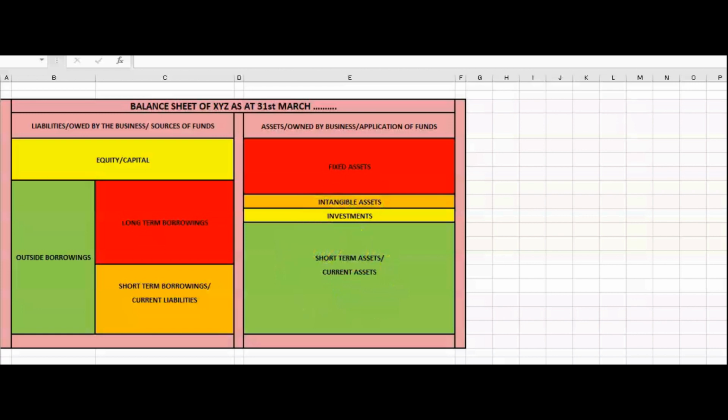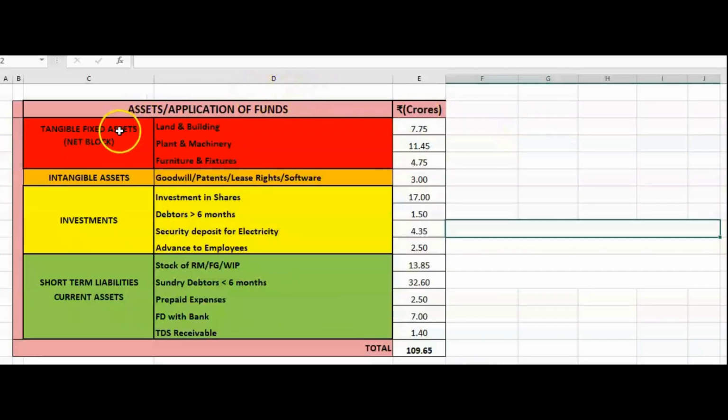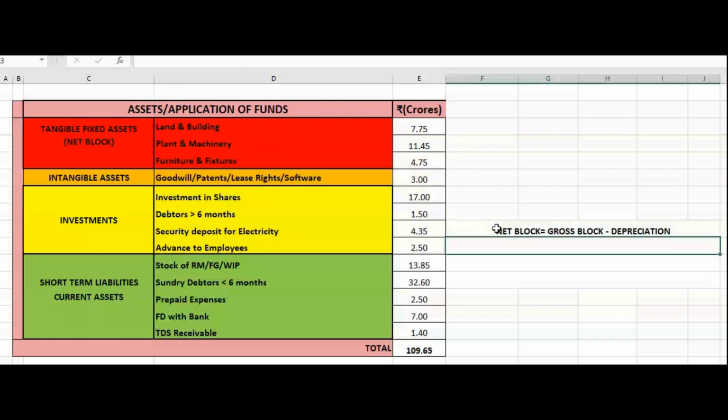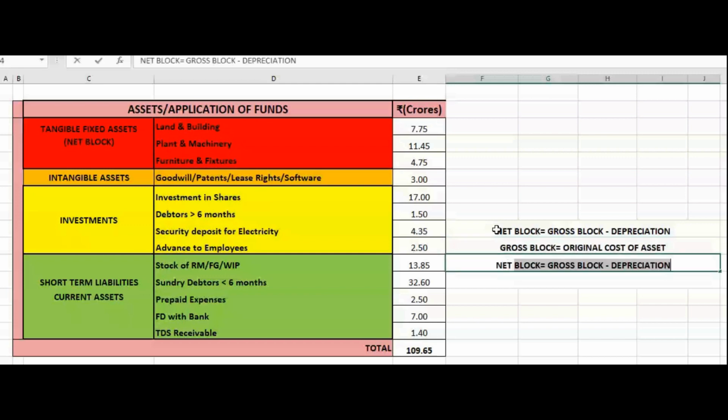First, let's take up the tangible fixed assets. Now, what are tangible fixed assets? Tangible fixed assets means physical assets. They are long-term assets and generate recurring income for the business. Now, you can see that these assets are shown as net block. Now, what is net block? Net block means gross block minus depreciation. And what is gross block? It means original cost of asset. Therefore, net block means original cost minus depreciation.